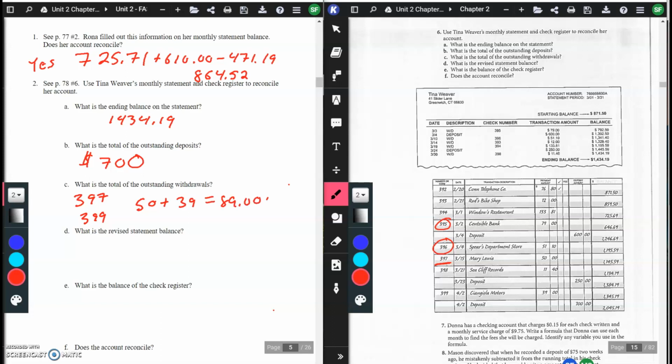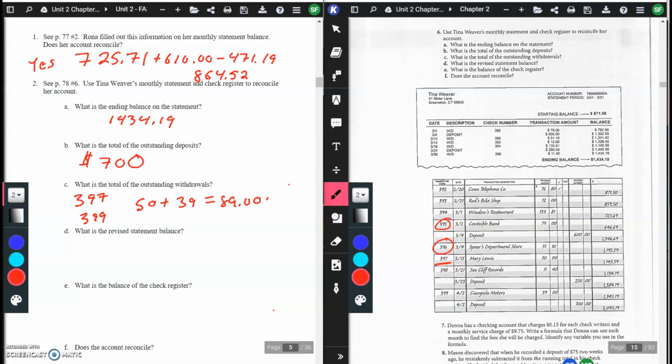Okay, so what that means is in the bottom table off here to the right, that's what she has already written, but the bank doesn't show record of that, so that's still outstanding, so that's going to come out of her account. Okay. Part D says, what is her revised statement balance?